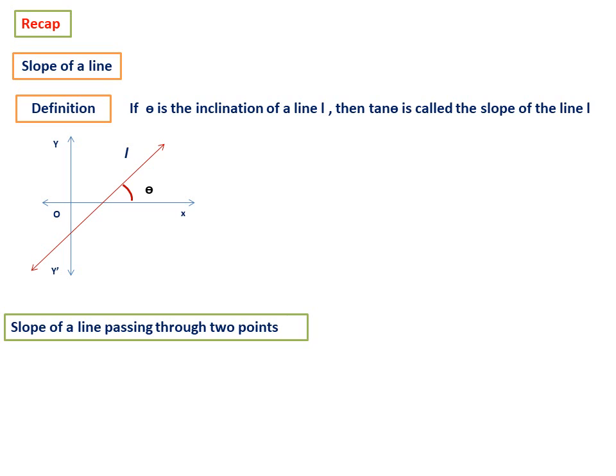Second, slope of the line passing through 2 points. We have studied this. This is the formula you have to remember. Slope m, that is also equal to tan theta, is equal to (y2 minus y1) divided by (x2 minus x1). That is, when 2 points are given, this is the formula you have to remember.